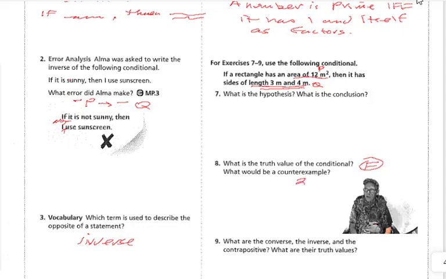The side lengths could be 2 and 6. 2 times 6 also equals 12. 1 times 12 equals 12. 1/2 times 24 equals 12. There are other numbers that could make 12 that don't have to be 3 and 4. All it takes is one of these, coming up with one, and you've made your counterexample, which shows the statement is false.